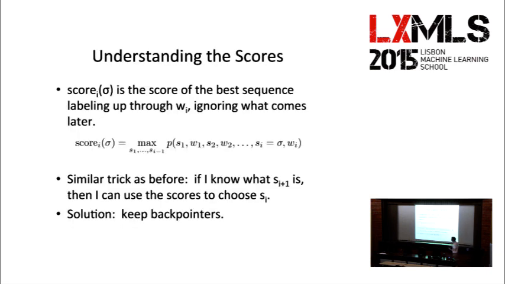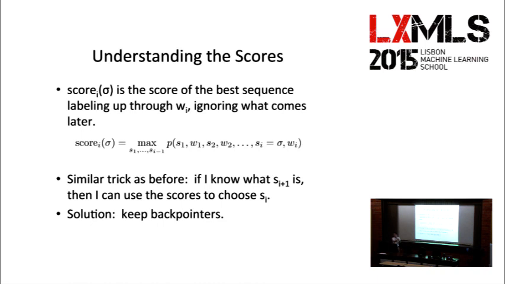So remember, I defined score i, sigma, as the score of the best sequence labeling up to position i, word i, ignoring whatever comes later. Okay, so writing that out, it's the max over all prefixes S1 through Si-1 of the total probability of S1 through Si, W1 through Wi, with Si equal to sigma. Si is fixed to this value sigma. Okay? Now, if I know what the state is at Si+1, then I can use the scores to choose Si.